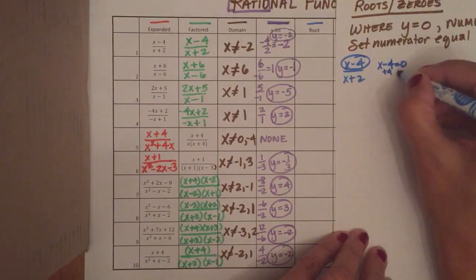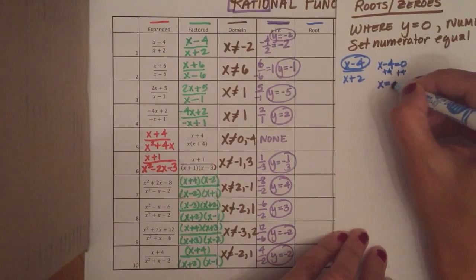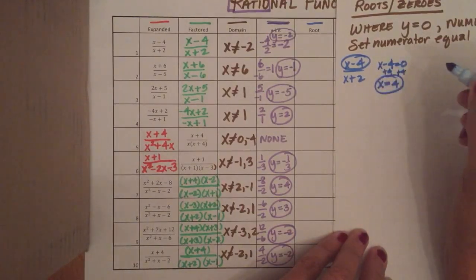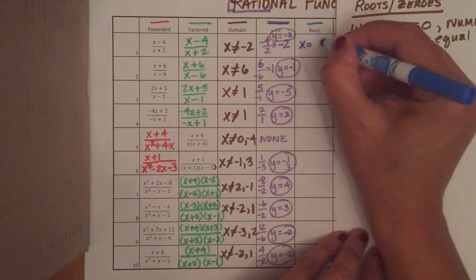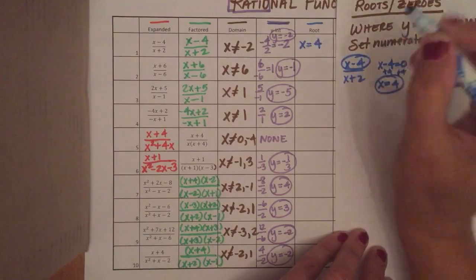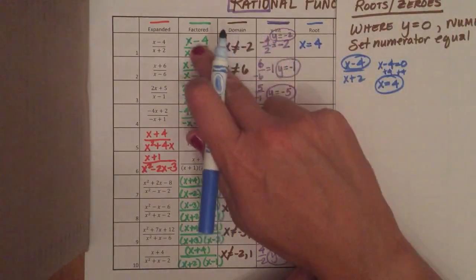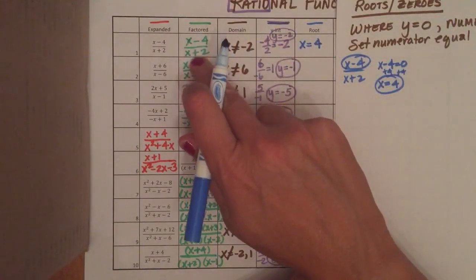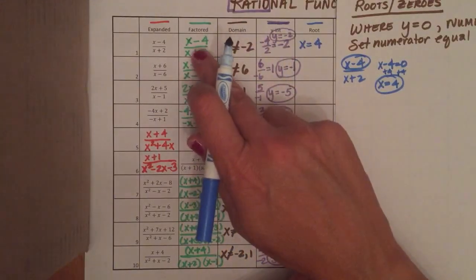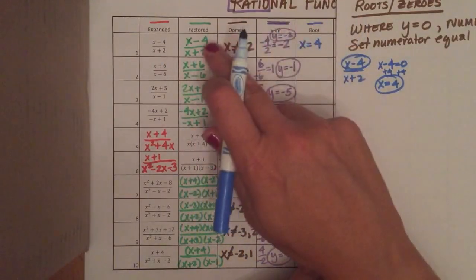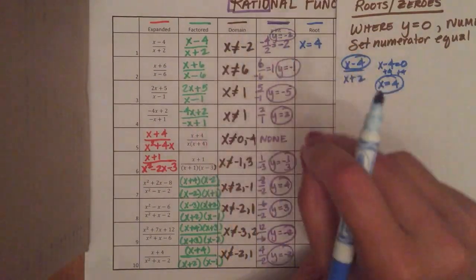I add 4 to both sides. So my root for the first one is x equals 4, because that is the value that's going to make my numerator 0. That's going to make this equal to 0, not undefined like the domain with the negative 2 where you can't divide. It's going to make this fraction have a value of 0.